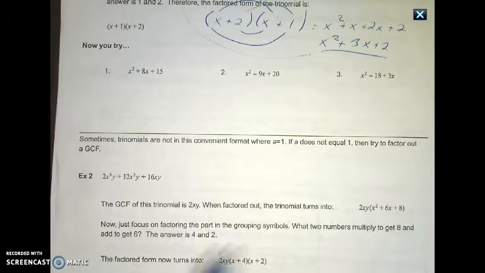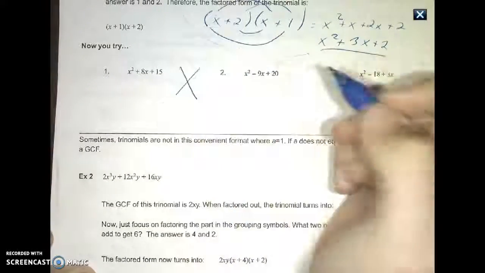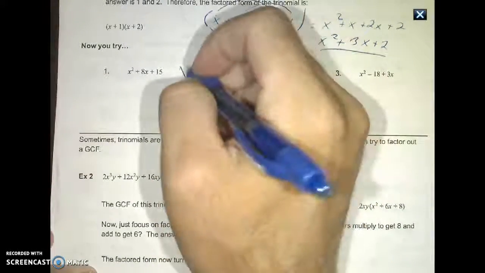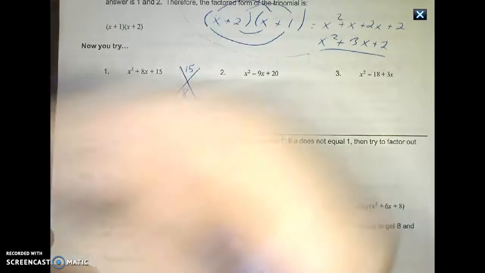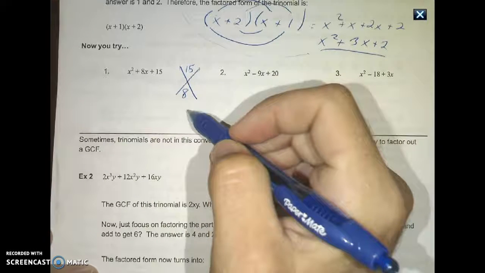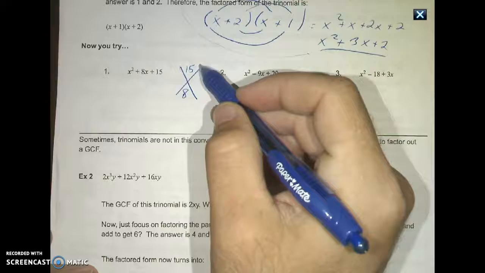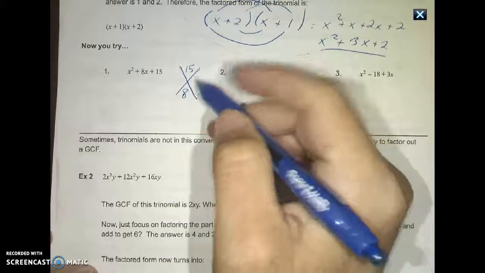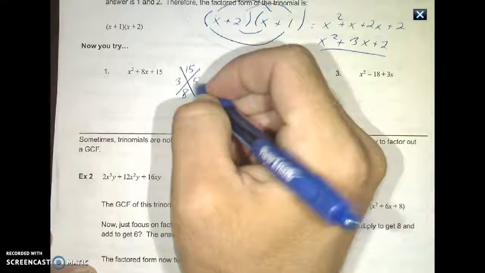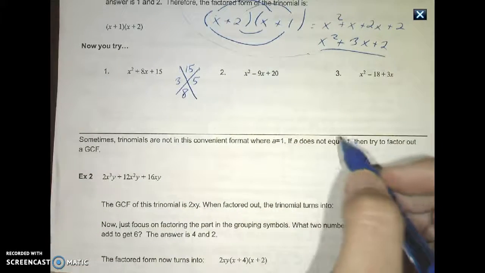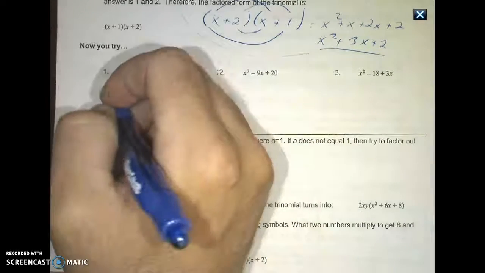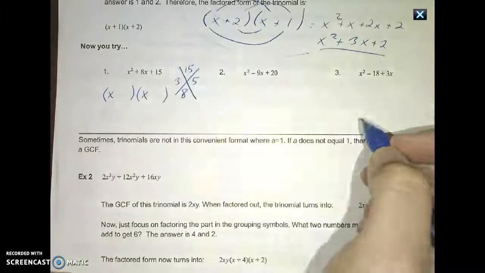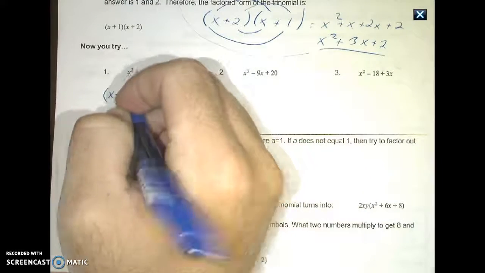So let's try a few of these problems out. x squared plus 8x plus 15. I'm going to make my little x. I put this number on top, and I put the 8 down low. What numbers multiply to give me 15, but add to 8? 1 and 15 add to 16. That doesn't work. But what about 3 and 5? 3 and 5 work. 3 times 5 is 15, and 3 plus 5 gives me 8. I do my two parentheses: x and x, and I put plus 3, plus 5.